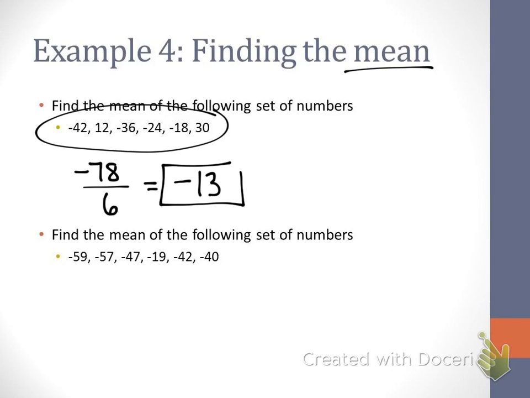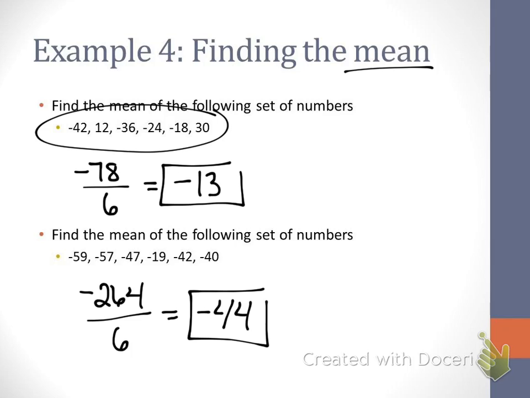All right, so when you add them all together, what do you get? When you add them all together, what is your total? -264. Divided by 6 is -44. Okay, so that's finding the mean.